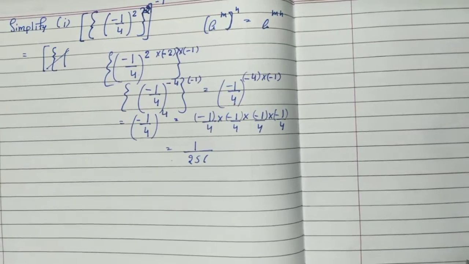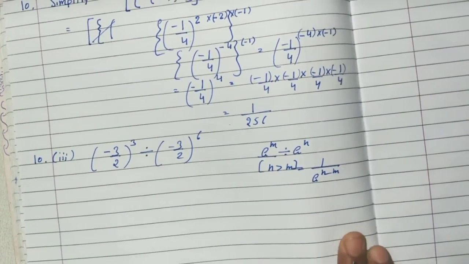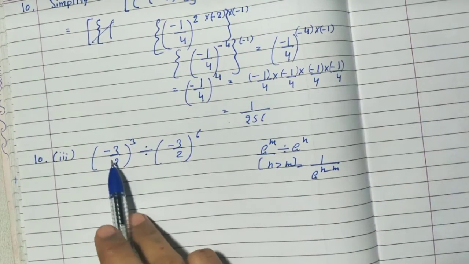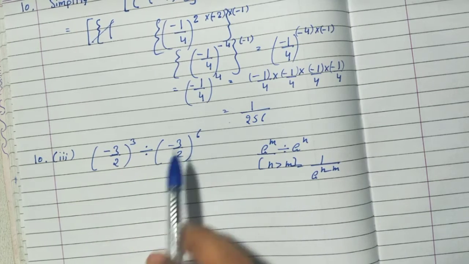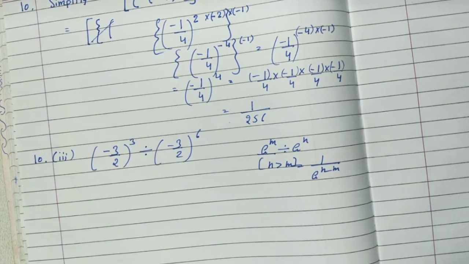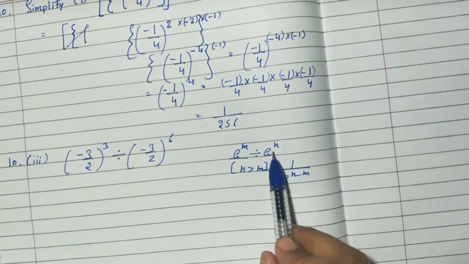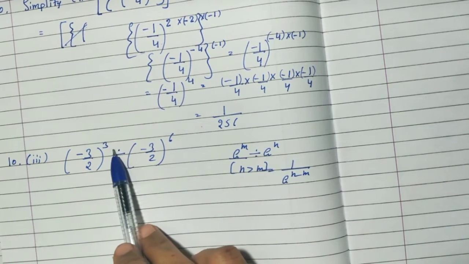Okay class, now we are going to do the next part of question number 10, part 3. (-3/2) having exponent 3 and again (-3/2) having exponent 6. We have to divide both of these. You can use here a^m divided by a^n where the exponent of the denominator, that is n, is greater than m. 6 is greater than 3.